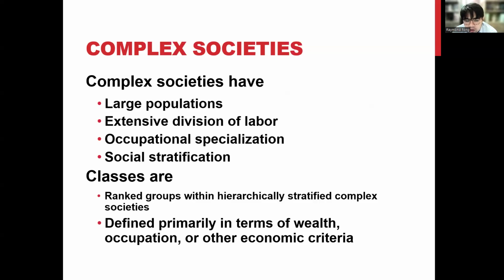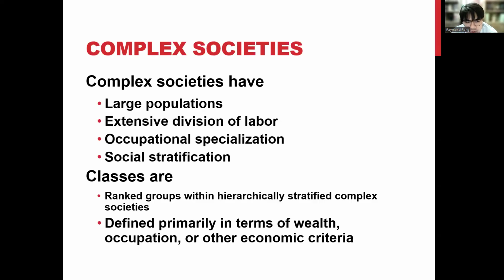Before we get into that, let's talk a little bit about classes, right? Classes are ranked groups within a hierarchically stratified complex society. Again, easiest example: king, queen, royal family, nobles or whatever, knights, merchants, and then peasants, right? Those are different classes of people. They are defined primarily in terms of wealth, occupation, or other economic criteria, right? So either by the amount of money they have, the type of job or position they hold in the society, or anything that has to do with their economic status. For example, knights aren't especially wealthy, but they do hold a special occupation, and because of that, they have different access to different resources.